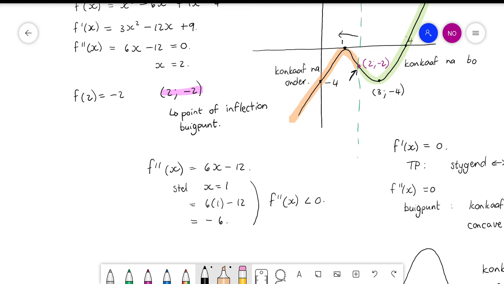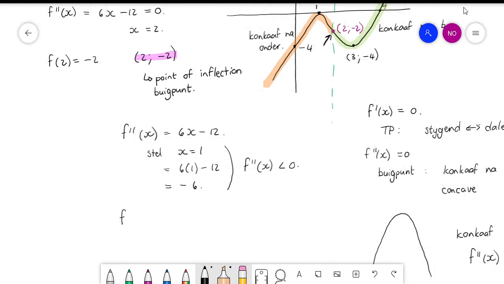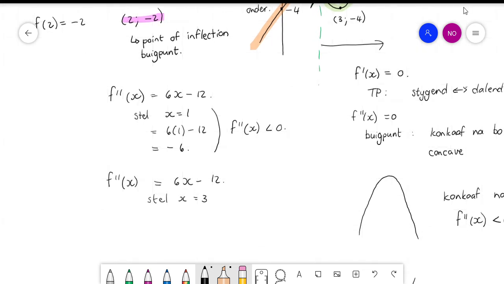Okay. En as ons gaan kyk na die groen kant van die grafiek, en ek stel sê nou maar in x is gelyk aan 3. Anything on that side of 2. So any number bigger than 2. If I substitute it, I will get a positive number.